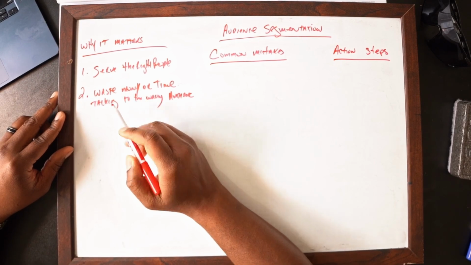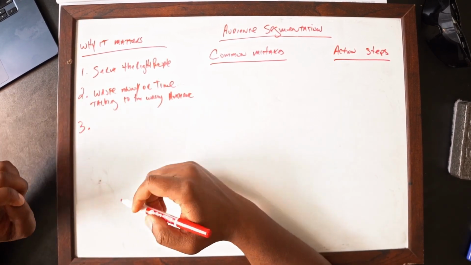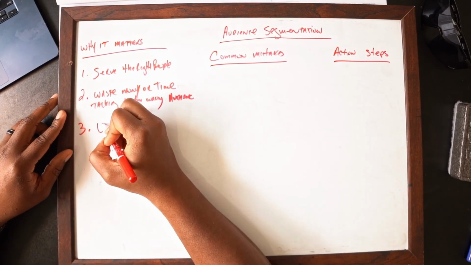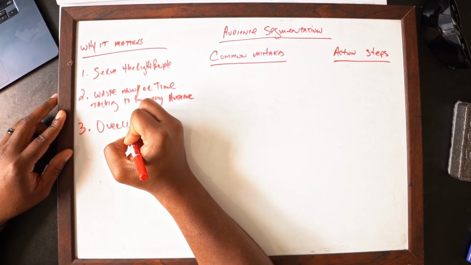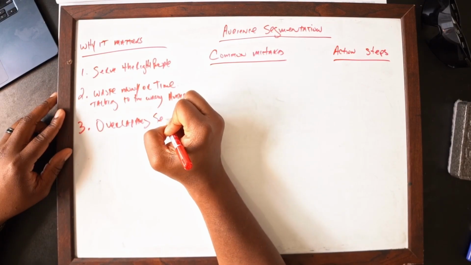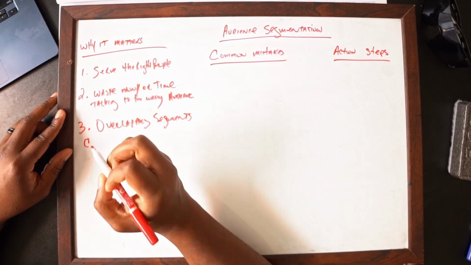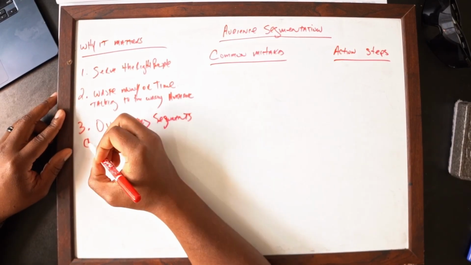Okay, right? So here's the third point, and one of my favorite is you don't want to overlap the segments, right? This is why it matters. Overlapping the segments, it confuses your pixel. It confuses Meta.